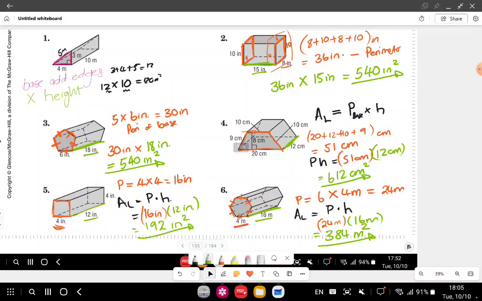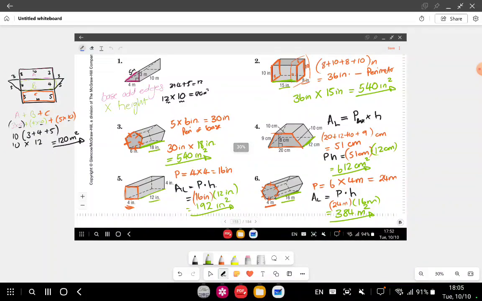So it's easier, it's shorter to do the perimeter method, but this adding it up also works, but it's just a little bit longer.